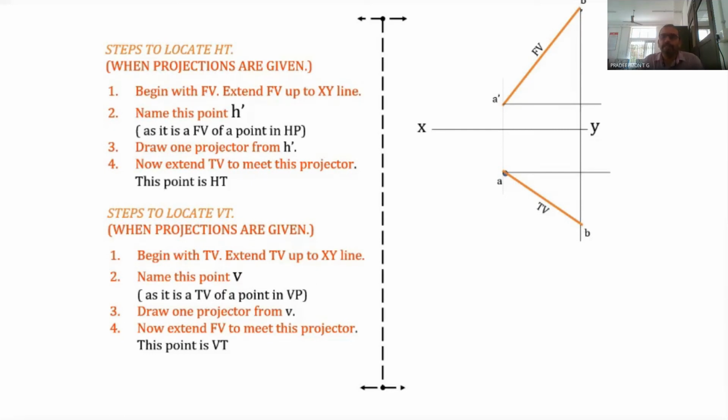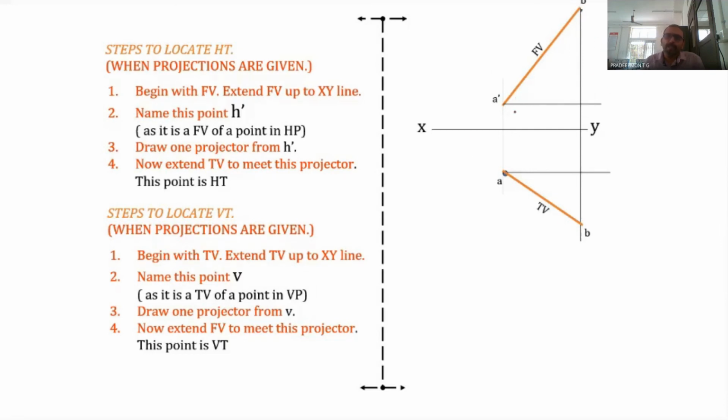This is the condition when the line is inclined to both the planes. So this particular projection is the condition when the line is inclined to both the projection planes. So that we will come to later.